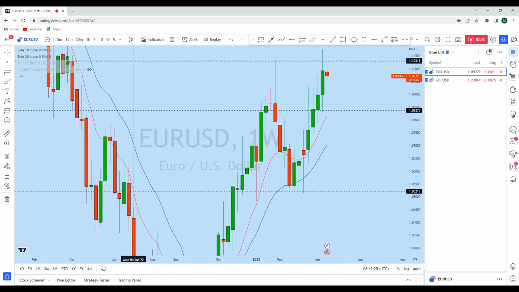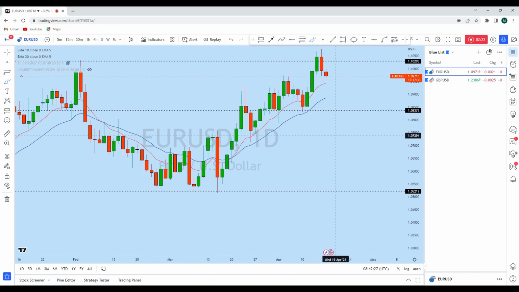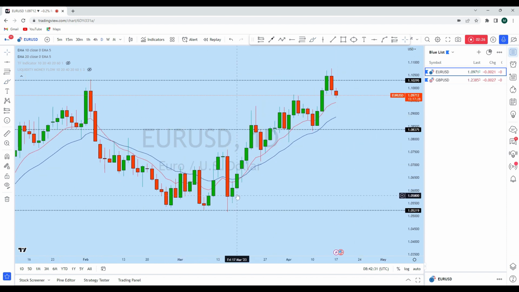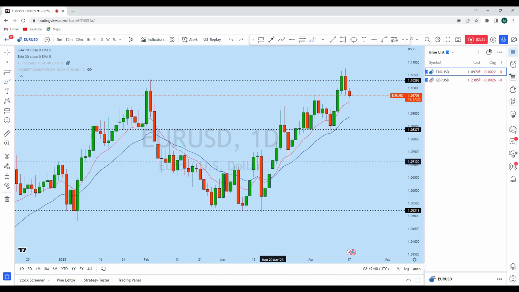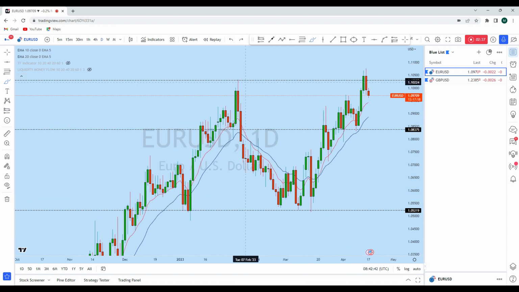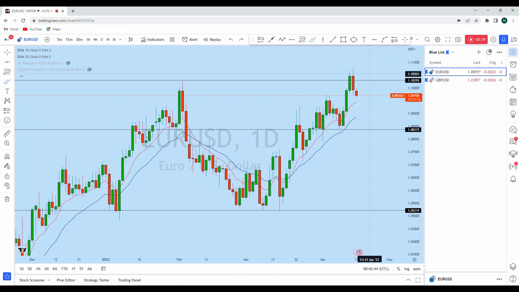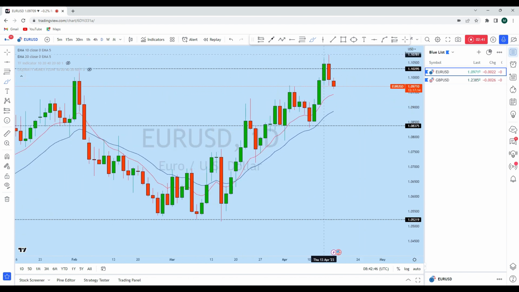Now looking at daily, we can see that from the daily perspective, this market was creating a series of higher highs and higher lows, which is a typical uptrending market structure. And finally, with quite a few waves to the upside, the price has broken this resistance zone. And on the last day of the trading week, we saw a long bearish candle. There's a strong rejection from the top.